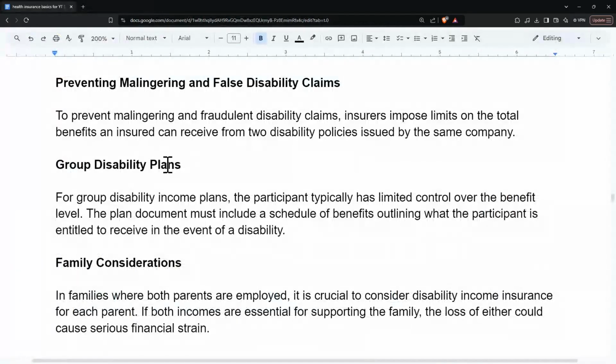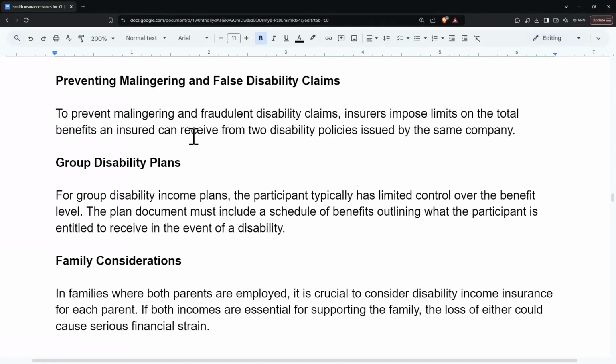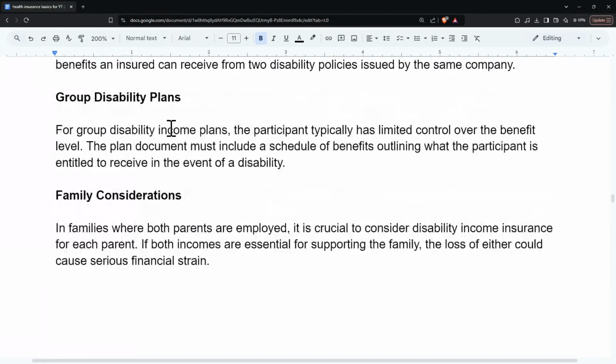Okay. So to prevent that, insurers impose limits on the total benefits an insured can receive from two disability policies issued by the same company. So that ensures there are limits on the total benefits that can be received if there are two policies.